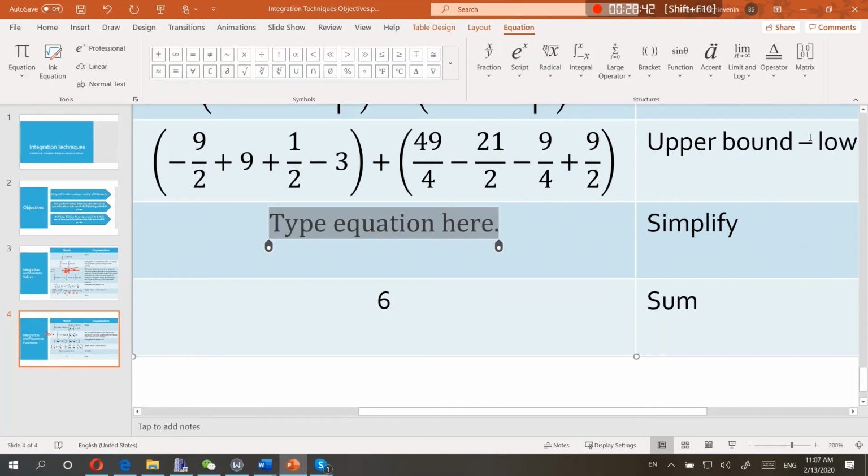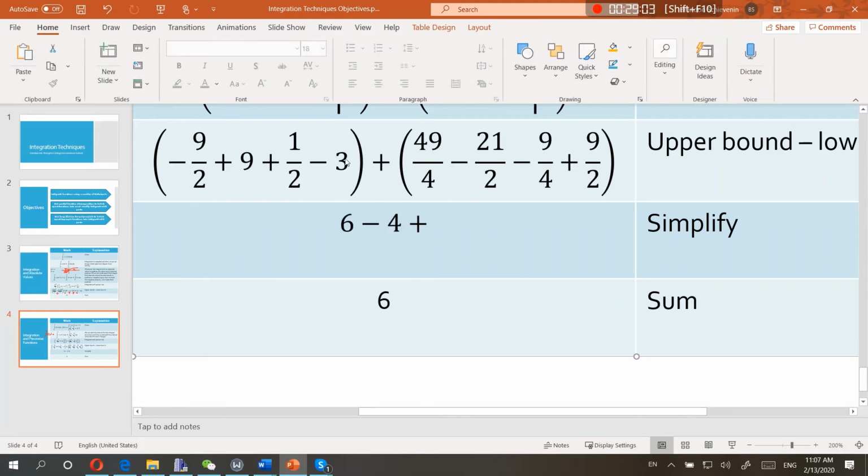Okay, so if I add these up, this is my 9 minus 3 is 6, and then I've got negative 9 over 2 plus 1/2 is negative 8 over 2 is negative 4, so this is 6 minus 4 plus, I've got 49 over 4 minus 9 over 4 is 40 over 4, or 10. So that's plus 10. And this negative 21 over 2 plus 9 over 2 is going to give me negative 12 over 2, or negative 6.